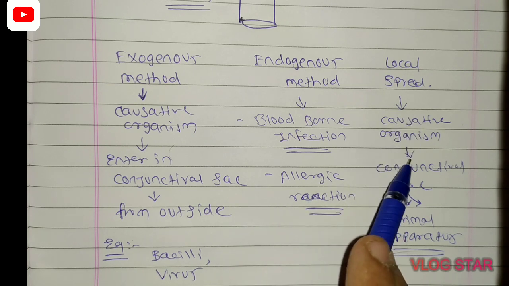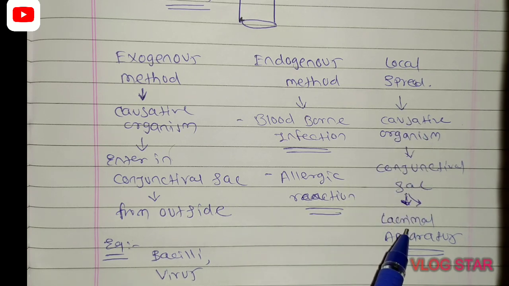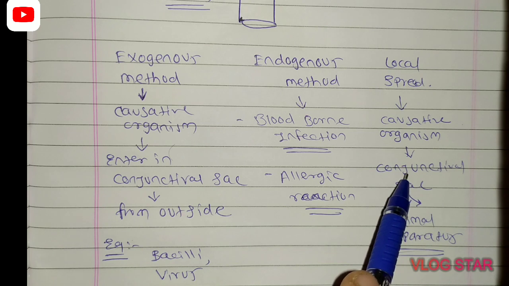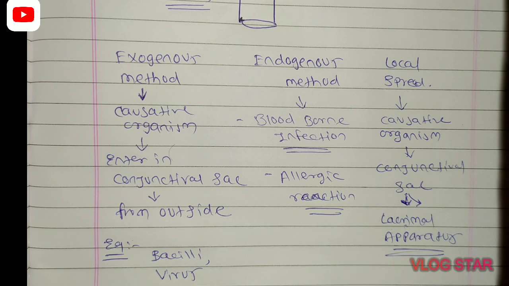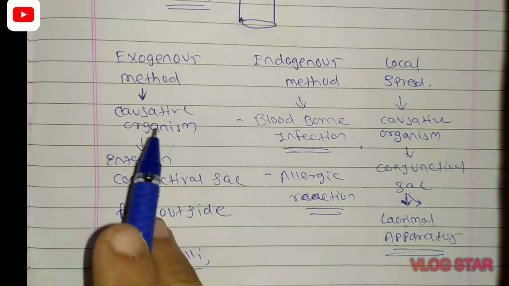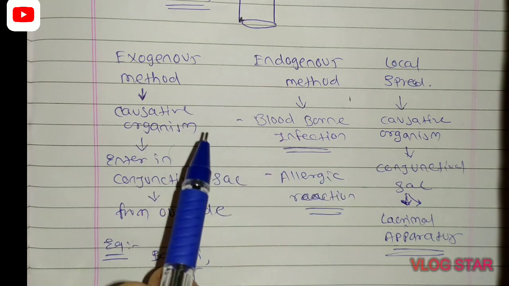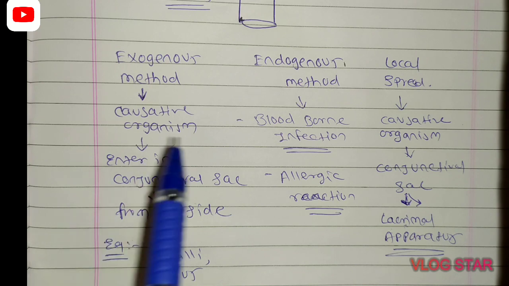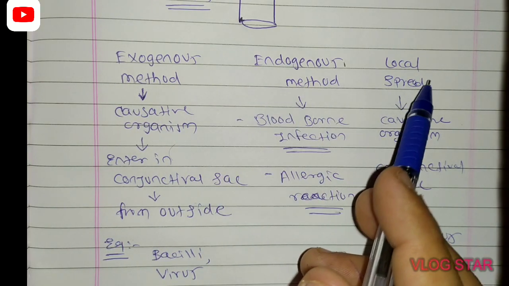So in this local spread the causative organism is present in the neighboring structures of the conjunctival sac, that is in the lacrimal apparatus or in the eye itself. Suppose this causative organism is present in the lacrimal apparatus; from the lacrimal apparatus it goes towards the conjunctival sac, and once it enters the conjunctival sac it produces an infection and finally causes inflammation of the conjunctiva, that is nothing but conjunctivitis. So these are the three modes or three methods through which the infection of conjunctiva occurs, that is nothing but exogenous method, endogenous method, and local spread.